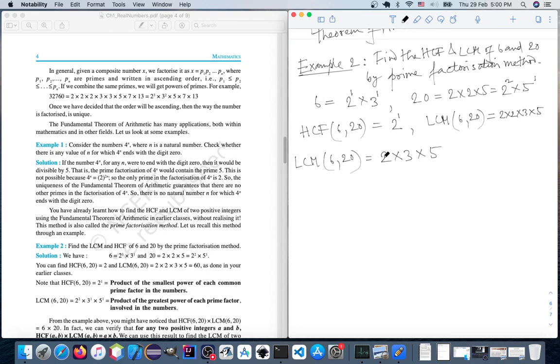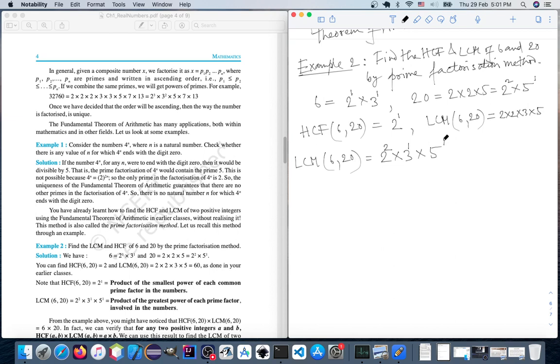For 2, we see what is the highest power of 2 in the factorization of 6 and 20. For 6 it is 1, but for 20 it is 2. So we consider the highest power, so over here it will be 2. What is the highest power of 3 in the prime factorization of 6 and 20? For 6 the power of 3 is 1, and for 20 there is no power. So 1 is the highest. What about 5? There is no prime factor 5 in 6. The power of 5 in the prime factorization of 20 is 1. So we consider 1.